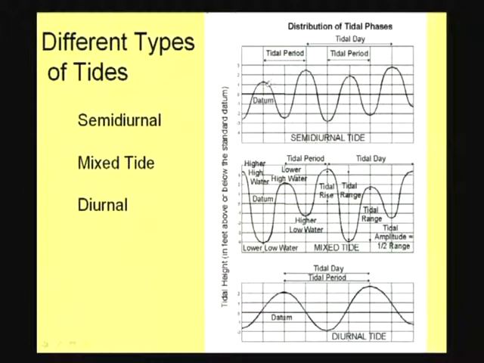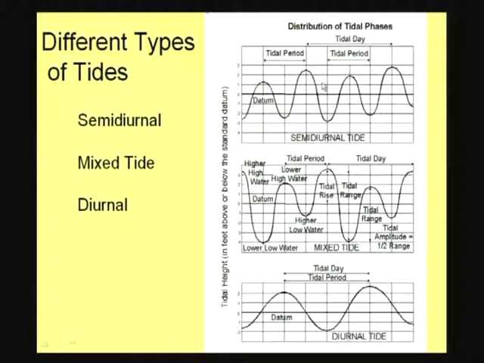This is called the semi-diurnal tide. You see you have 2 high tides in 1 day. 1 day is from here to here. In places where you have semi-diurnal tide, you have 2 high tides interspersed with low tides in a day.